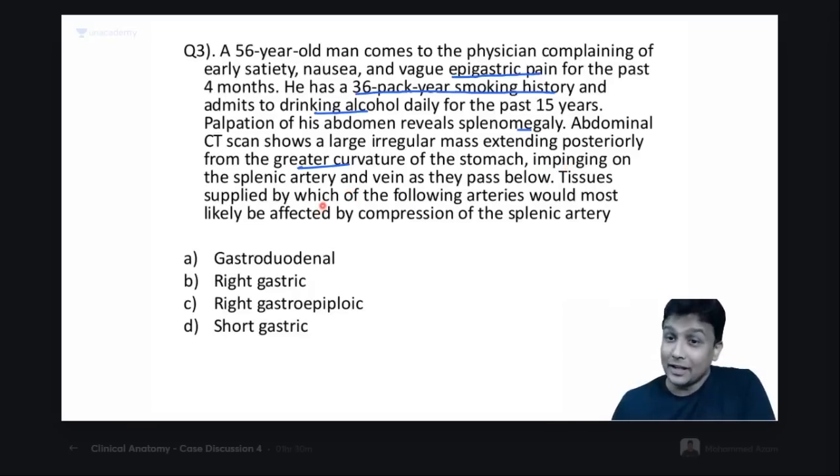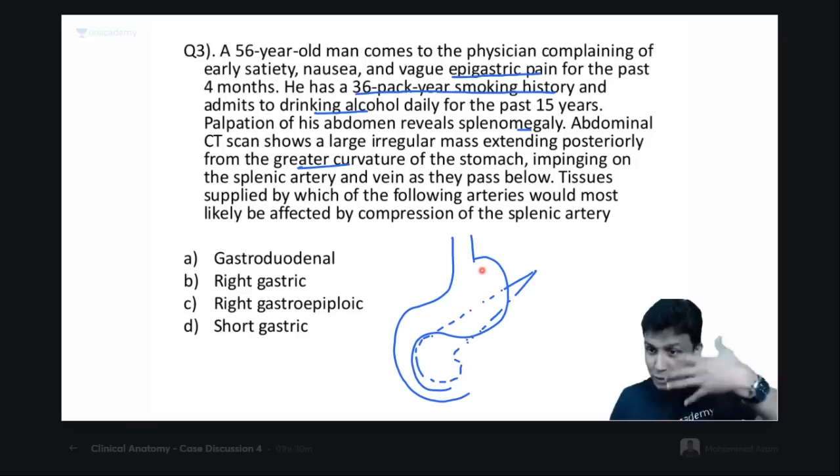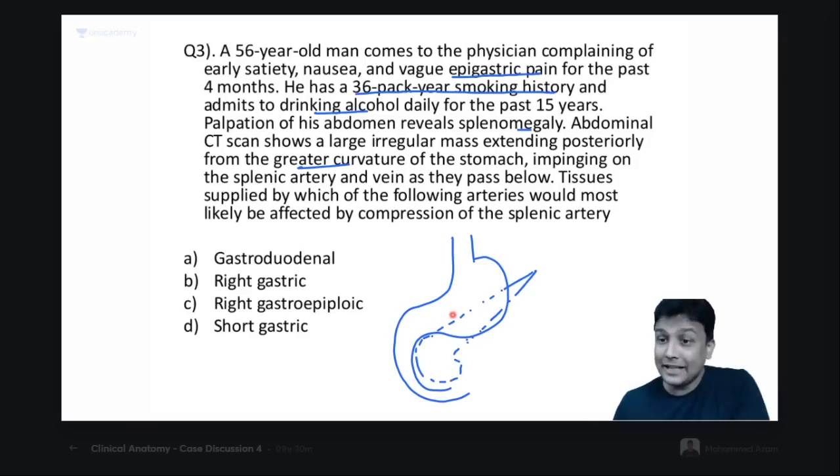The moment you read these 3 lines, are you getting there? Relations. Directly, indirectly, we studied all these relations today. Some people say Azam sir is wasting our time. So posterior to the greater curvature of the stomach there is a mass, and then the splenic artery. How is the splenic artery coming from there? I told you very clearly, the splenic artery goes behind the stomach.